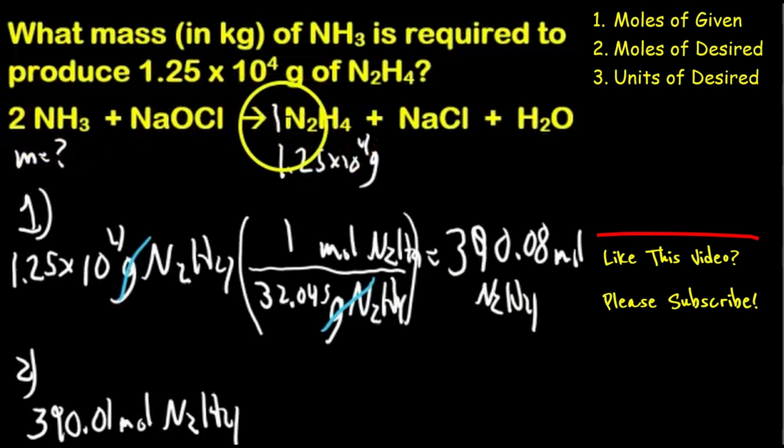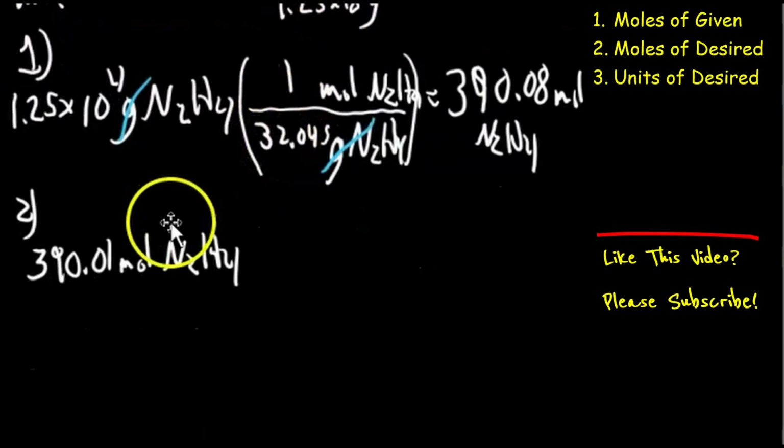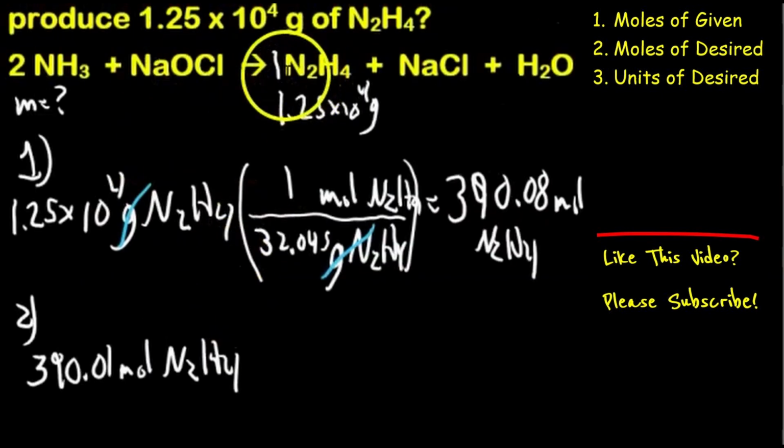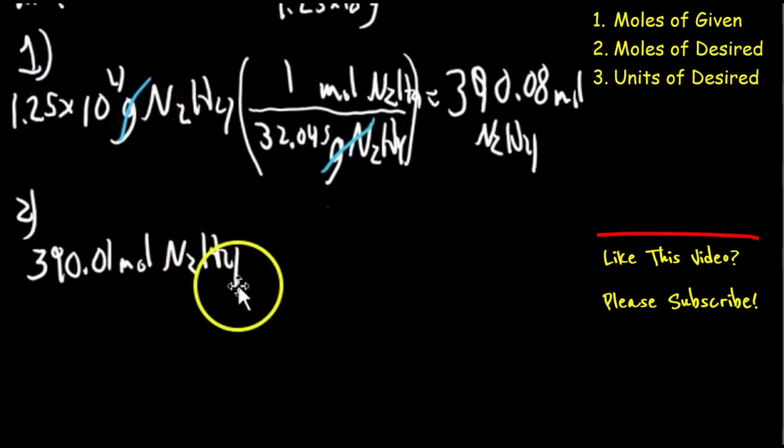So there's a 2-to-1 mole ratio. So we set that up. We can convert from N2H4 here by basically doubling it. If we have this many moles of N2H4, we need twice as many moles of NH3. And we set this up by using a simple fraction just like what we did before.